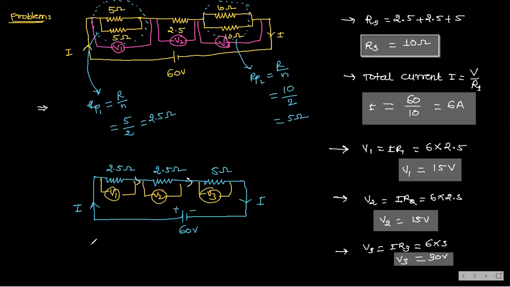Again here also, the supplied voltage is 60 volt across 1, 2, and 3. How much will it divide, or how much will it drop? That addition should be equal to the supplied voltage, 60. That's why you always recheck whatever potentials you got. You add them and check whether it is coming equal to the supply or not.